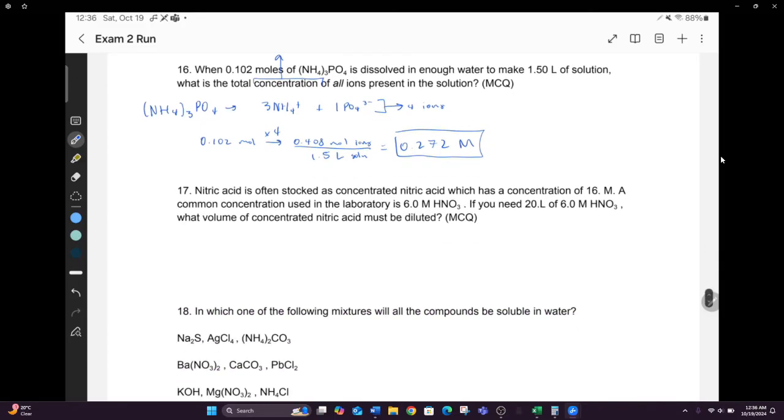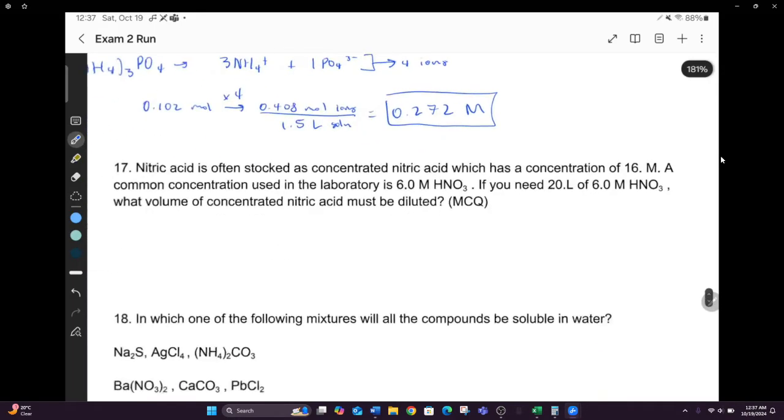Alright, we're almost done. Nitric acid is often stocked as a concentrated nitric acid, which is a concentration of 16 molarity. Common concentration used in the laboratory is 6 molarity of HNO3. If you need 20 liters of 6 molarity of HNO3, what volume of concentrated nitric acid must be diluted? This sounds really complicated, but remember we're looking for a volume, right? And basically we're going to be diluting the concentration that we have been given. And our goal is to reduce it down to 6 molarity, right?